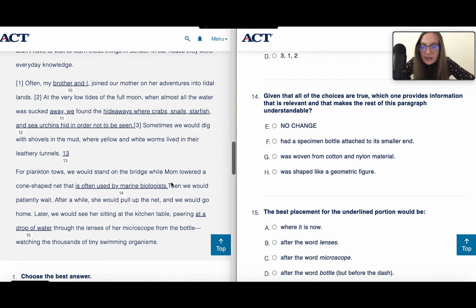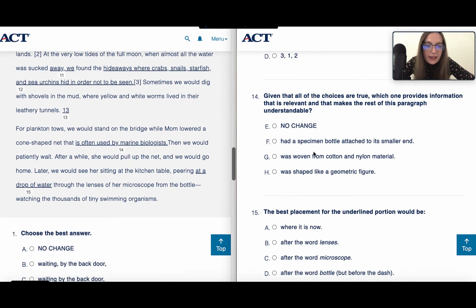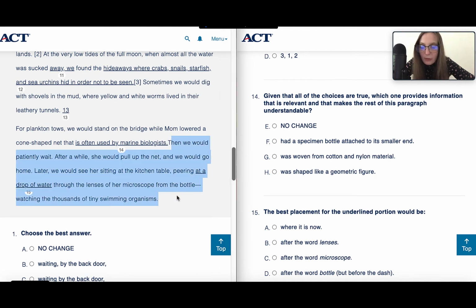Number 14. Let's scroll down. Given that all the choices are true, which one provides information that's relevant and makes the rest of the paragraph understandable? All right, so let's read before. For plankton toads, we would stand on the bridge while mom lowered a cone-shaped net. All right, we're going to ignore that for a second because we don't know if that's right. Then we would patiently wait. After a while, she'd pull up the net and we would go home. Later, we would see her at the kitchen table, peering at a drop of water through the lens of her microscope, watching the thousands of tiny swimming organisms.